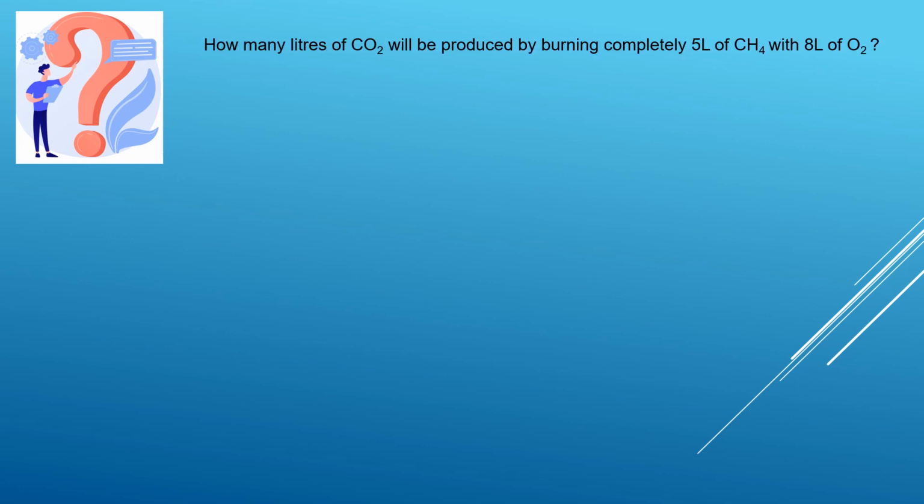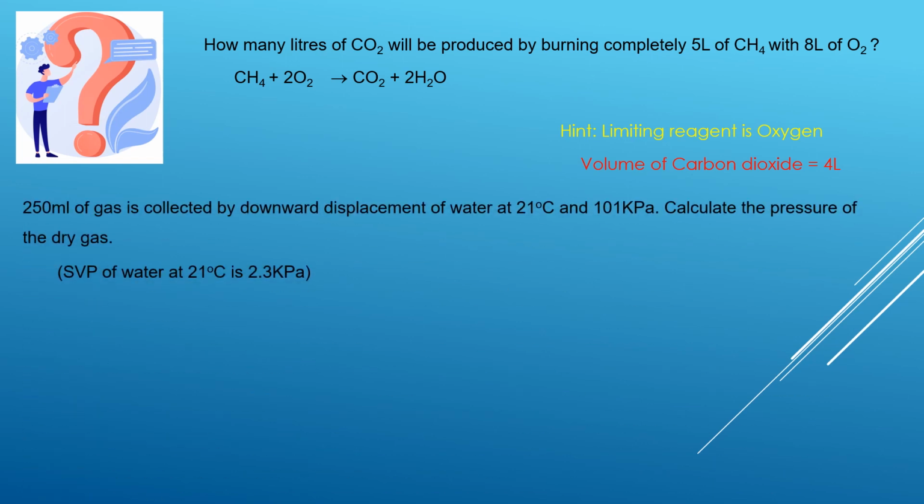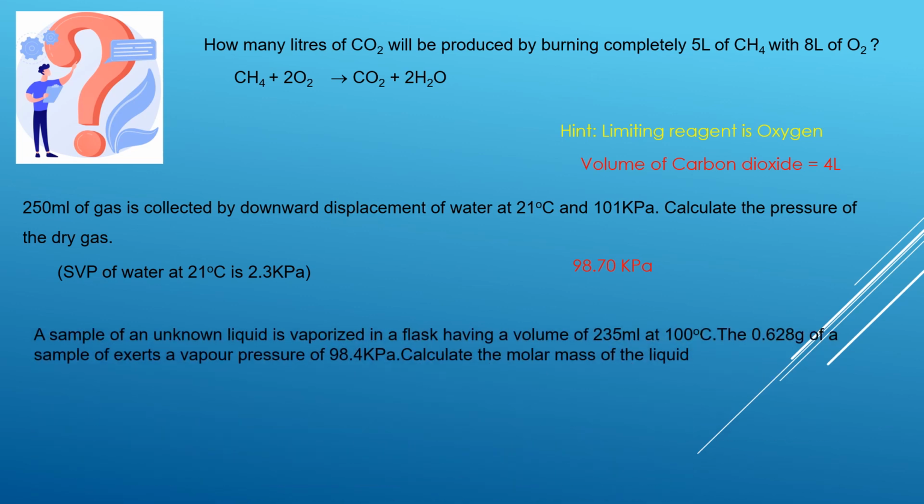Time for the quiz. All right, ready for the question, students? So question number 1 for today. How many liters of carbon dioxide will be produced by burning 5 liters of methane with 8 liters of oxygen? Your answer? The volume of carbon dioxide is 4 liters. Question number 2. Your answers? And the last question for today.